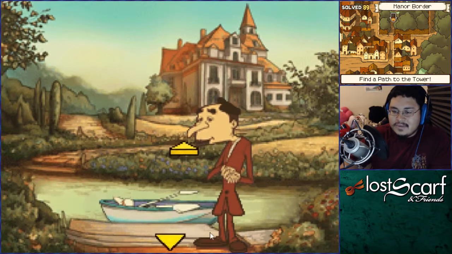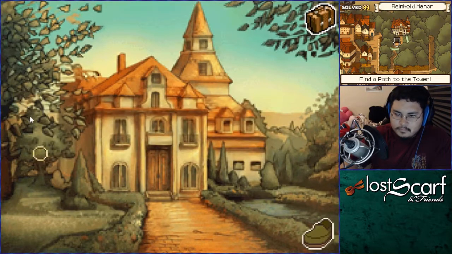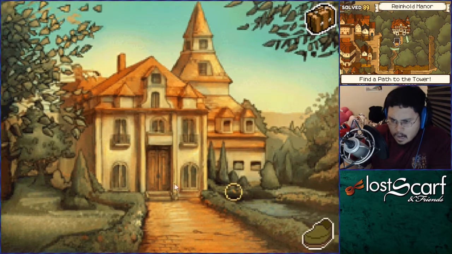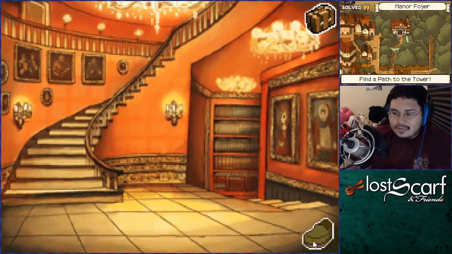I do wish the game didn't recognize when you do the minimal turns. Alright, well, let's just go to the tower then. There's nothing else to do.